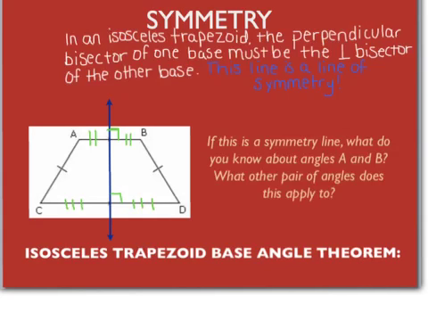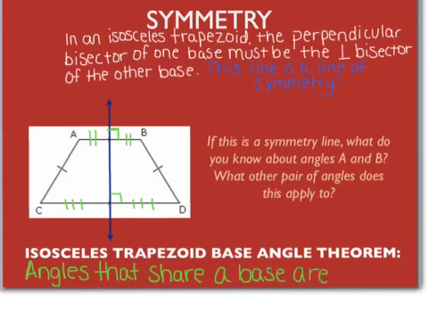But the important thing to take away from this, probably the most important thing in this entire lesson, is the isosceles trapezoid base angle theorem. And here's how we're going to write this out. We're going to say angles that share a base in an isosceles trapezoid are congruent. Okay? Angles that share a base in an isosceles trapezoid are congruent.